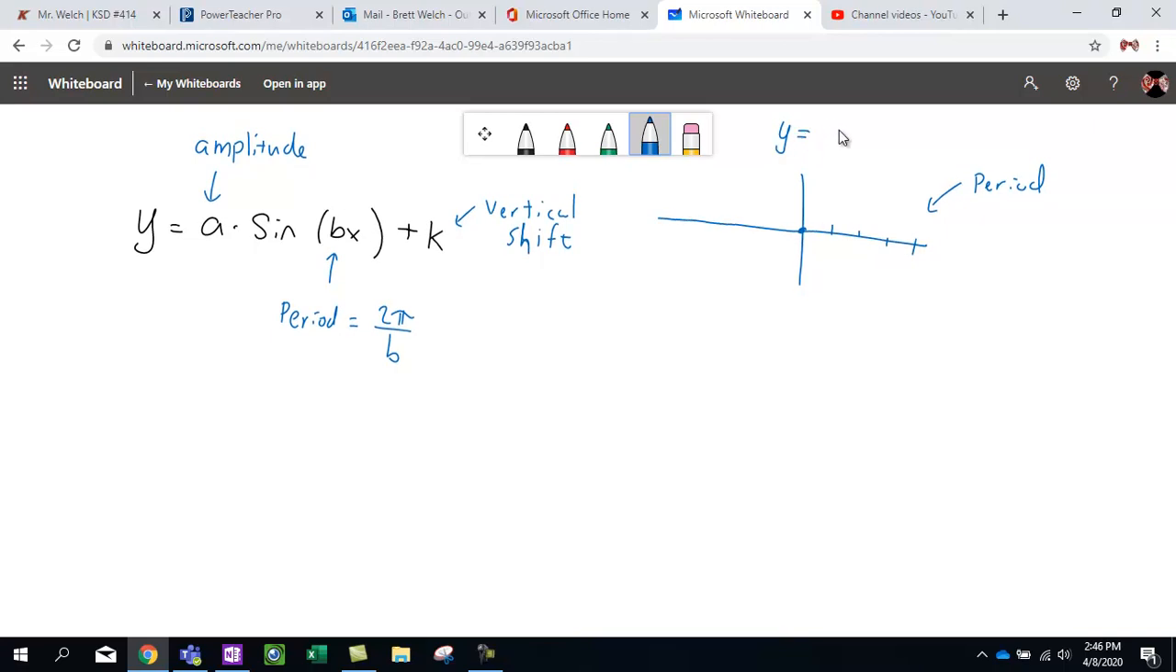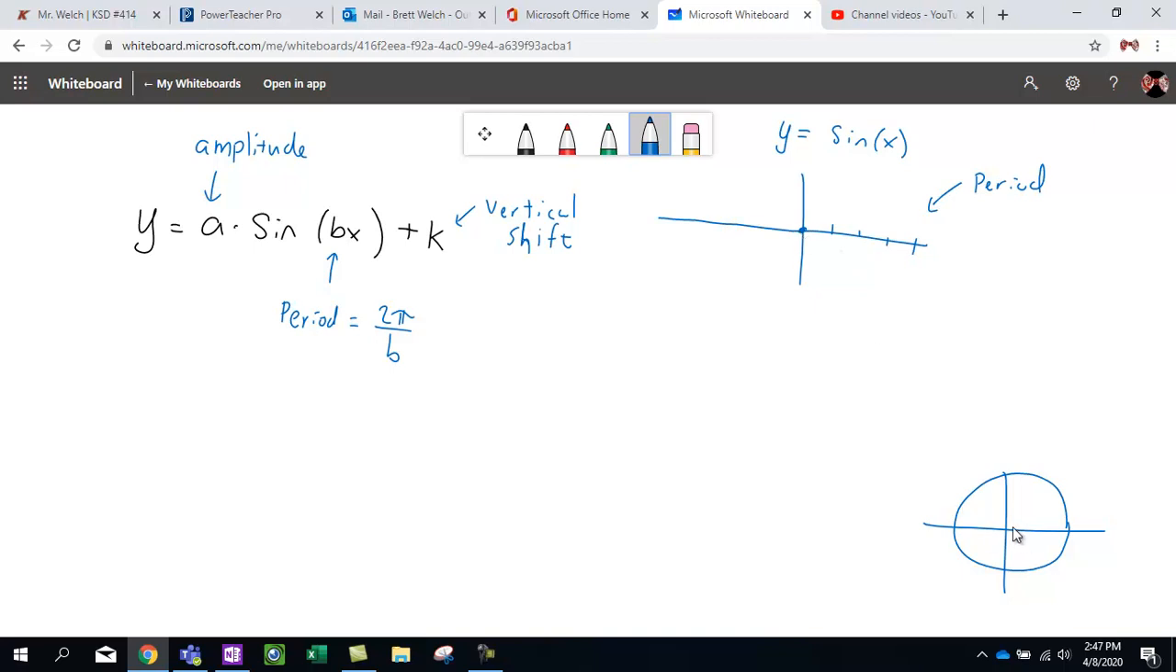Y equals the sine of x. Okay, this is as simple as it can get. There's nothing else to it. And I'm using unit circle numbers to kind of help. So I'm going to think about over here the unit circle and how it goes around.